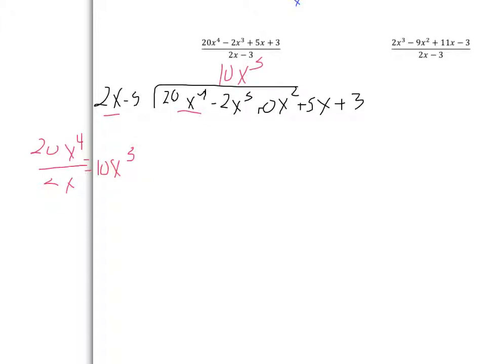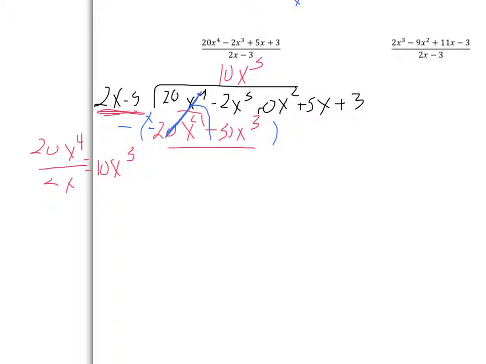Now it's time to multiply. Now we're multiplying it by both these terms once again. 10x cubed times 2x is 20x to the fourth. 10x cubed times negative 3 is going to be negative 30x to the third. So we've divided, we've multiplied. Now it's time to subtract. So that comes in here. I'm going to make this negative, make that positive.